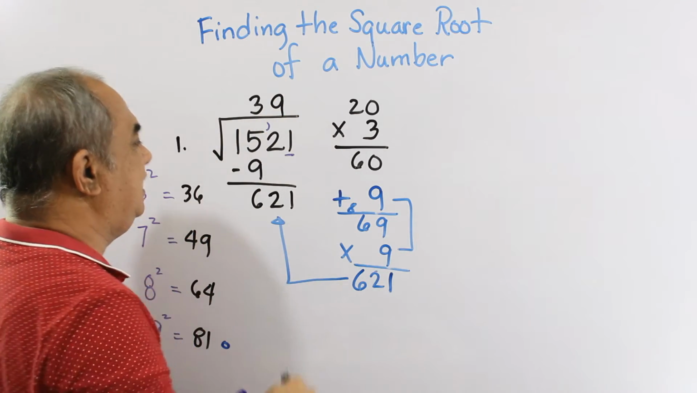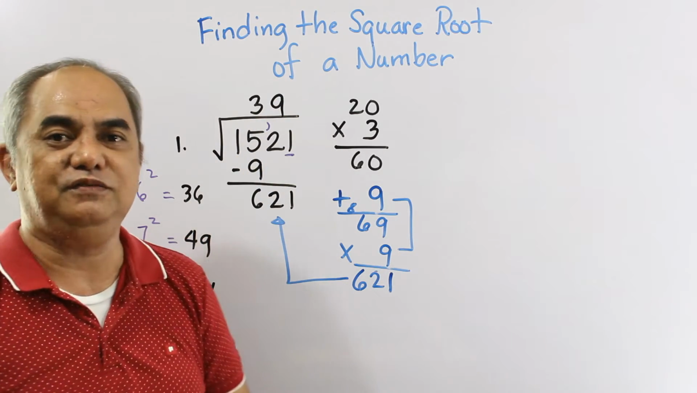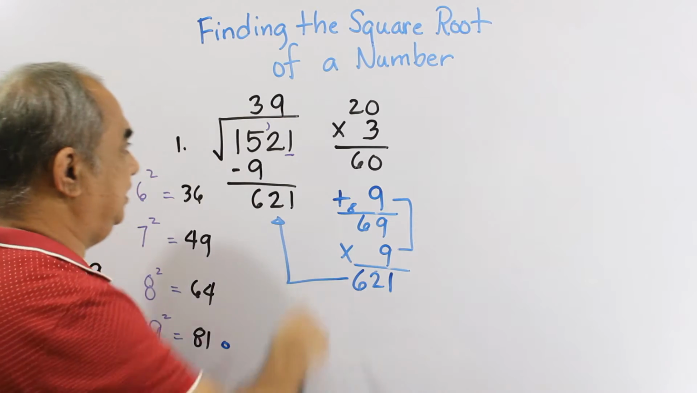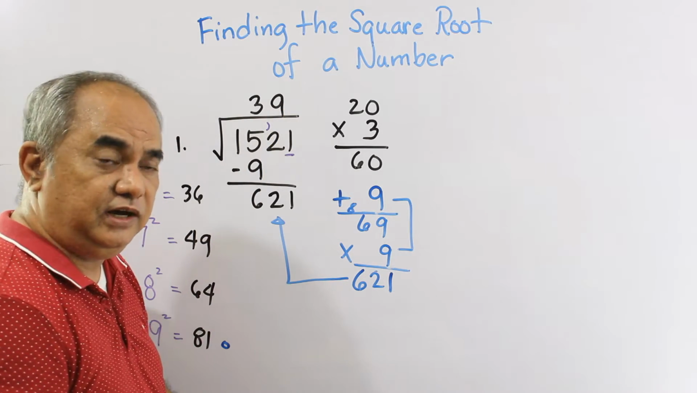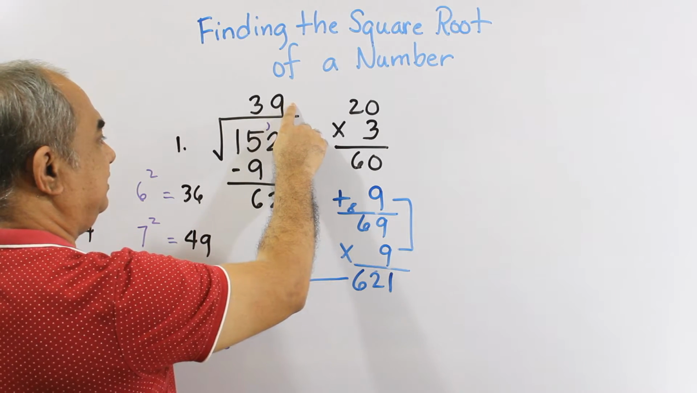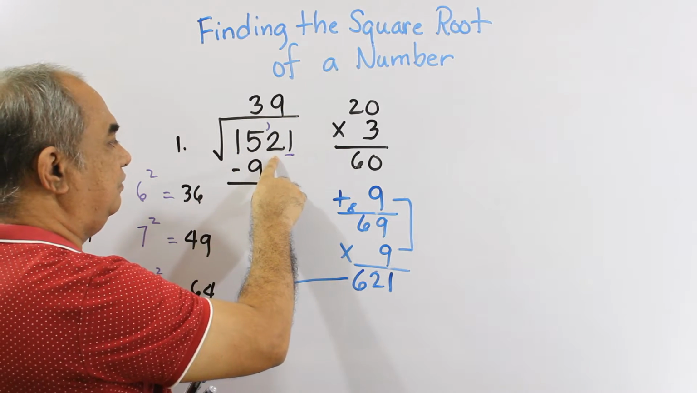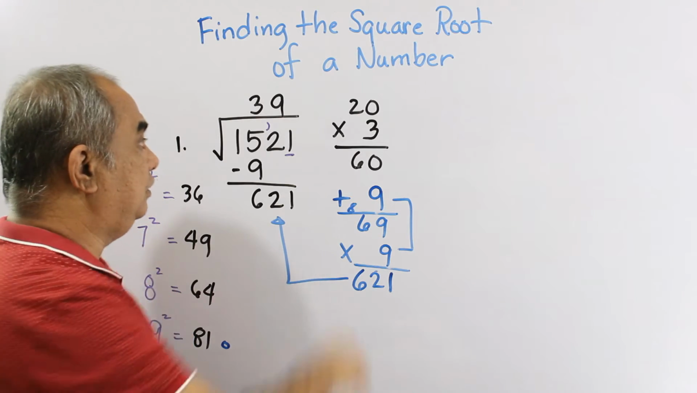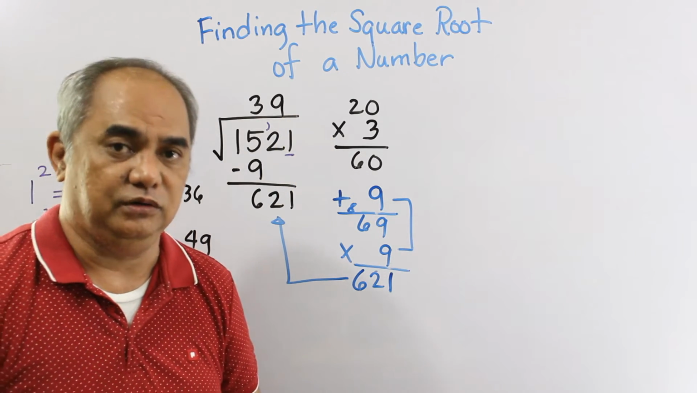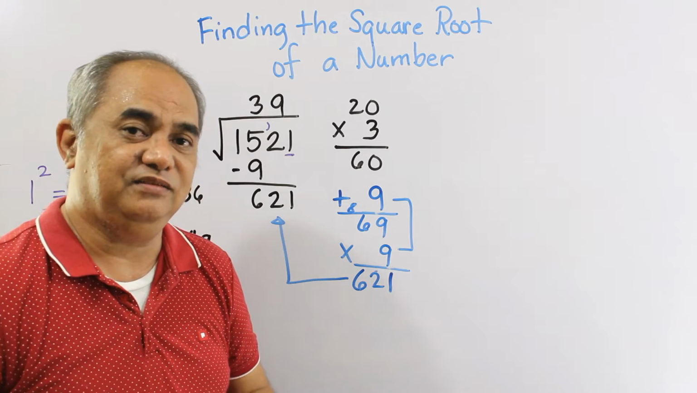And that would mean the square root of 1521 will always be 39. How do you check? You simply multiply 39 by itself and it will give you a product of 1521. Meaning your answer 39 here is correct. I hope you get that very well.